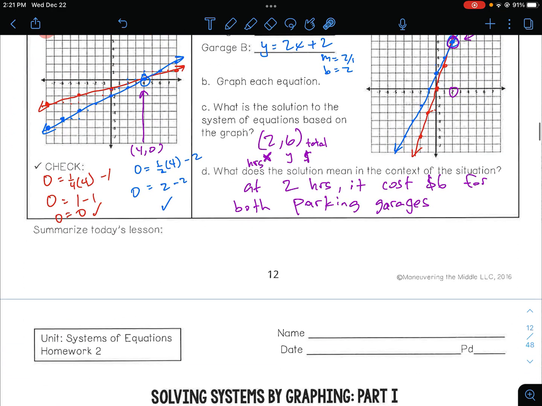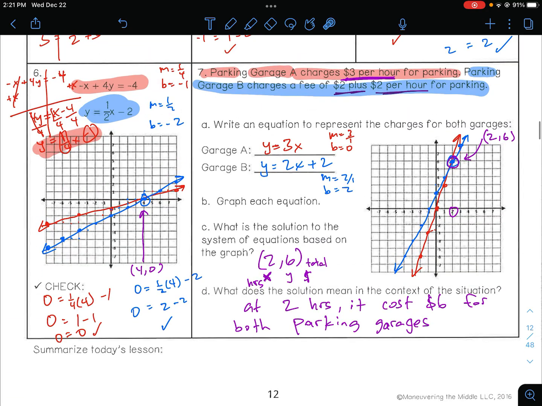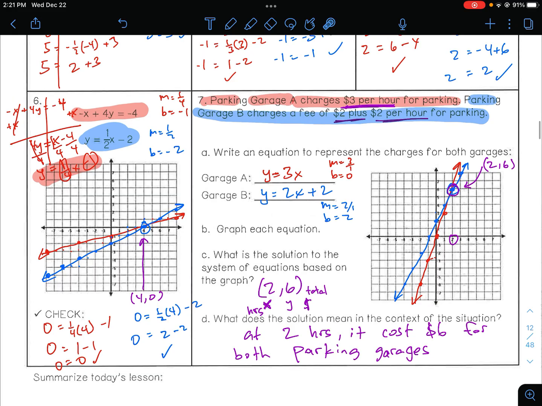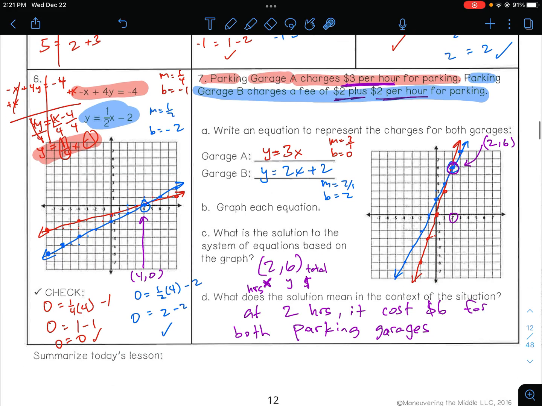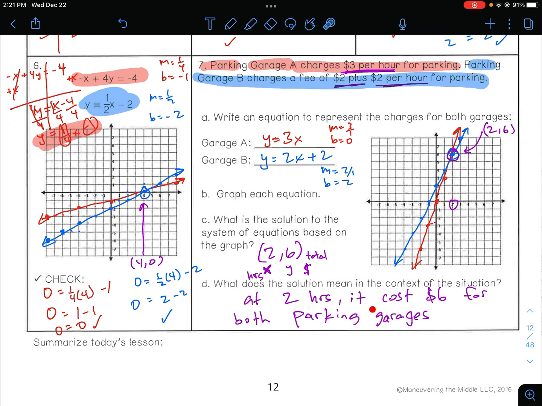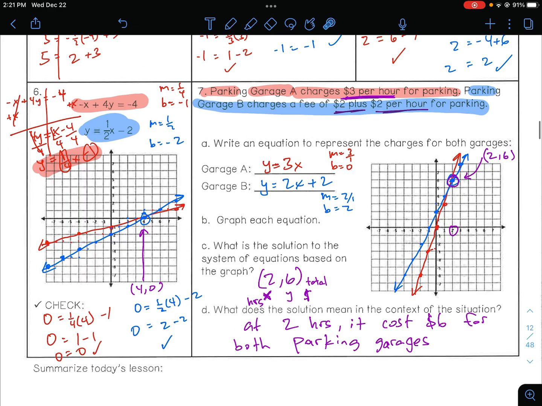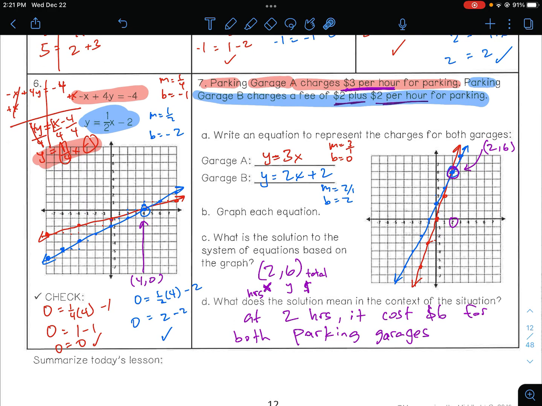So, summarize today's lesson. This is how you solve a system of equations. What is a system of equations? It's 2 different equations with the same variables. And what is a solution? If you graph them, it's the point in which they intersect. And what that means depends on what the situation is, depends on the story. So anyways, go ahead and try some problems on your own. Good luck.